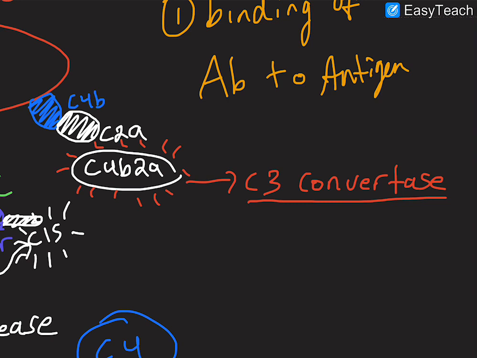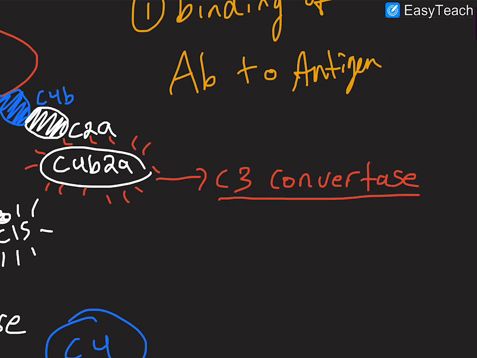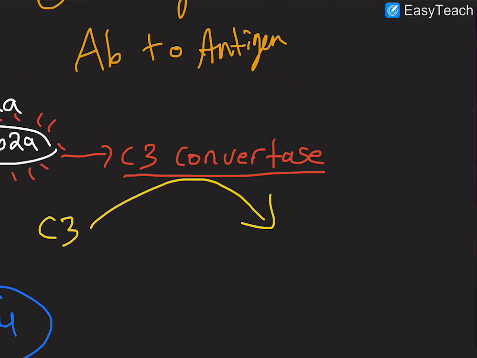So we have C4b2A on the pathogen surface, also called C3 convertase. This is a very important enzyme for the classical pathway, because C3 will now come by and get acted on by the C3 convertase. So we're going to have C3 floating around here, and it's going to get acted upon by C3 convertase and converted into two different things, C3a and C3b.